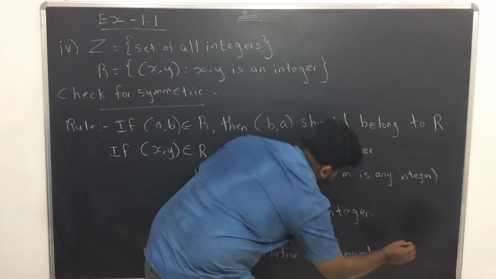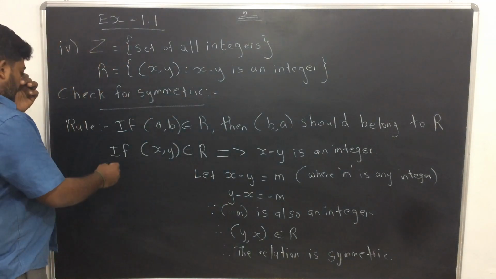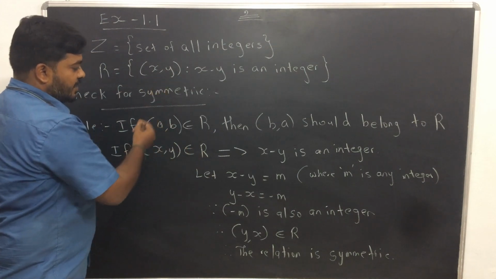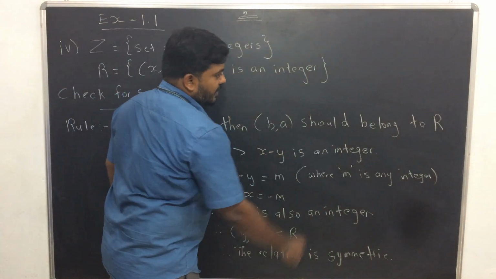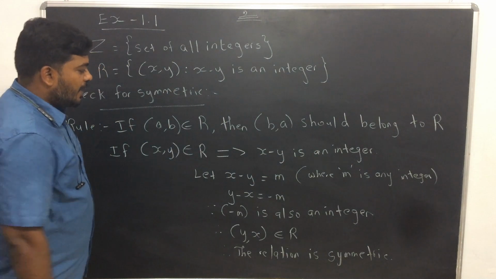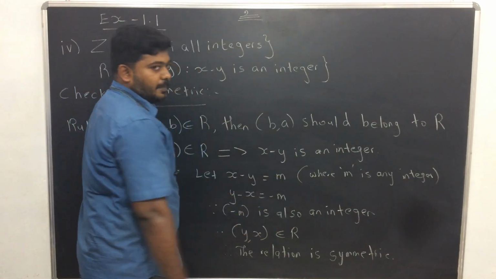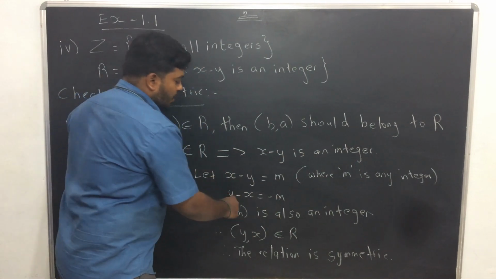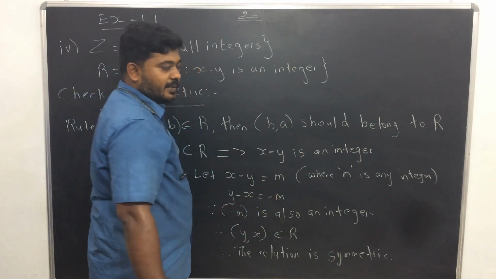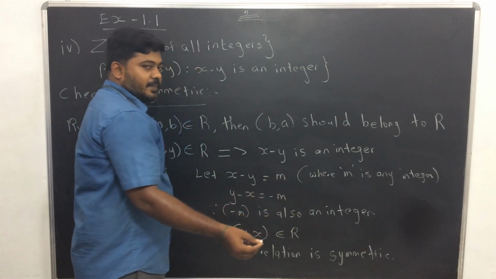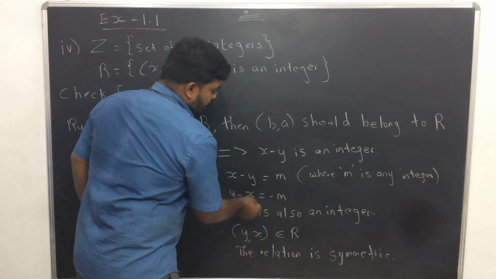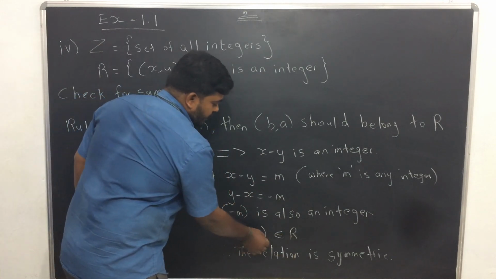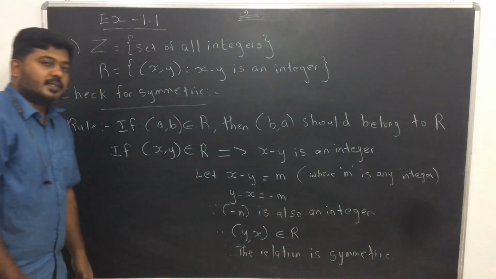Relation is symmetric. So we start off like how? If (x, y) belongs to R, if it is in the relation, it implies that x minus y is an integer. Now I am taking x minus y to be m, where m is any integer. We can write this equation as y minus x equal to minus m. Minus m is also an integer. So since y minus x is also an integer, we can say (y, x) belongs to the relation. Therefore, this relation is symmetric.